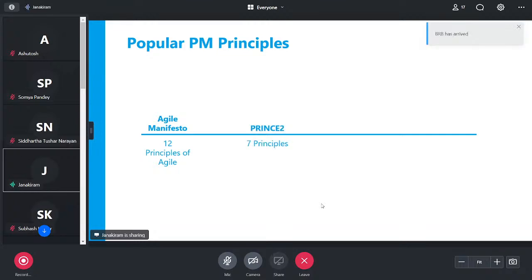We have the PRINCE2 7 principles. We have the 7 principles of Lean again. And Lean and Agile go hand in hand in most of the projects today, as you may be aware. And finally, we have the 12 principles in PMBOK 7, which we'll have a quick look at now. You might have noticed that there is a coincidence here: there are 12 principles in PMBOK 7 as well as 12 principles of Agile. They both are not the same, it's just a coincidence.